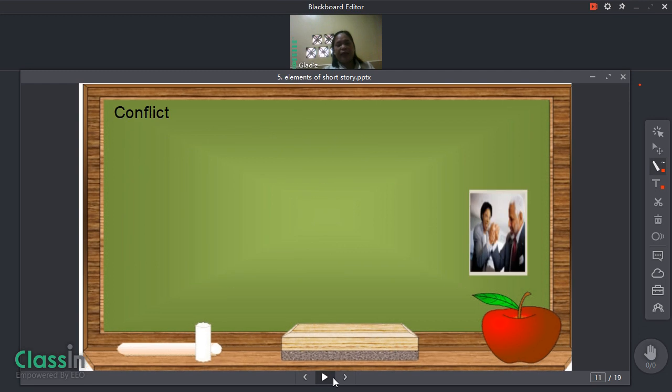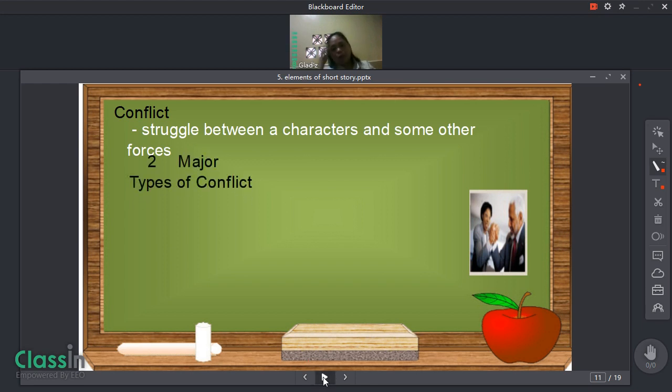Okay. Next, we have the conflict. When we say conflict, it is the problems that arise in the story, or a struggle between a character and some other forces in the story. And we have two major types of conflicts. What are those two major types? We have the external and the internal. In the internal and the external, we also have other types of conflicts.